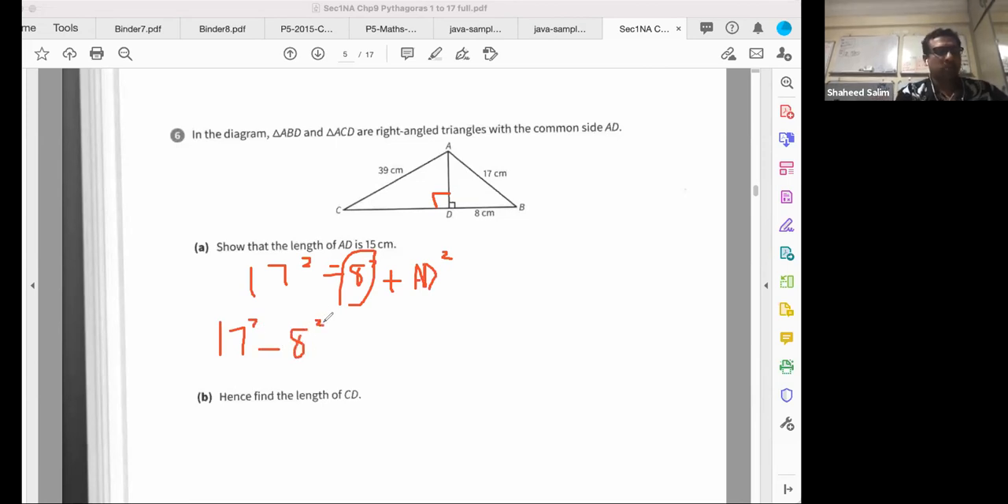17 square is 289, sorry. 289 minus 64. And what do we get? We get 225. Then you square root 225, you get 15. Once you square root 225, you get 15.